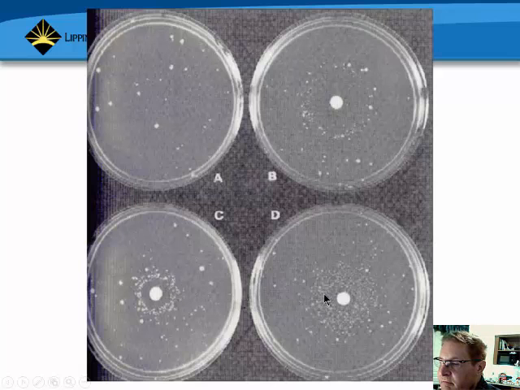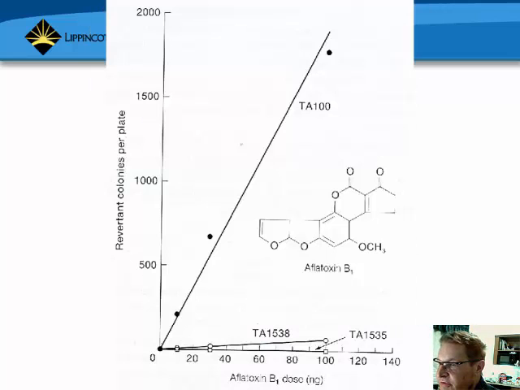In B, C, and D, you can see there's a zone around this where we get an increased number of mutations, and B, C, and D are all different compounds, and they all induce different amounts of mutations. We see the most colonies in D, so that would probably be the strongest mutagen. It's making the most mutations, because that's where we get the highest number of mutants.